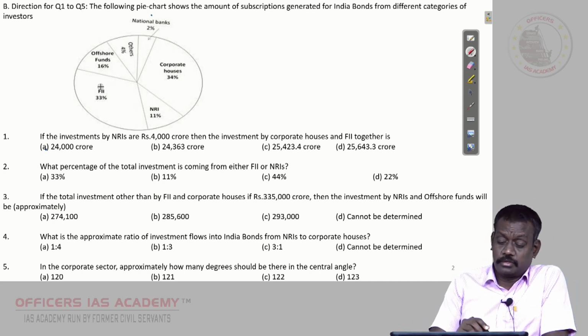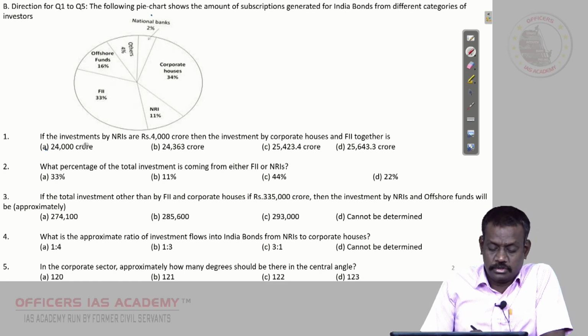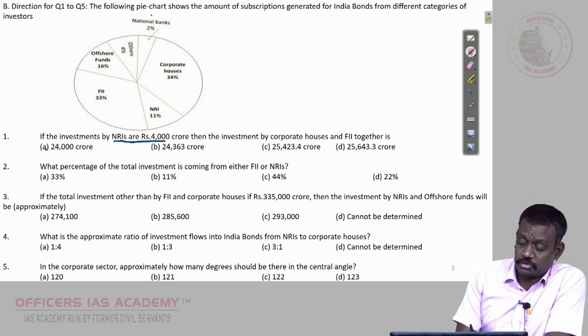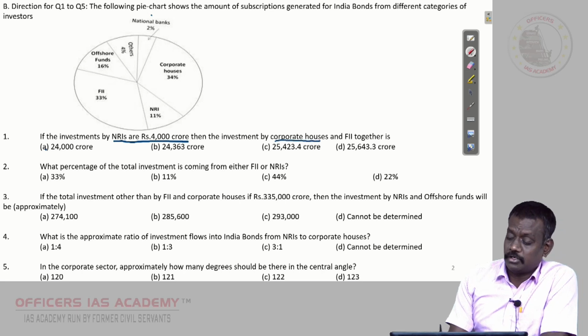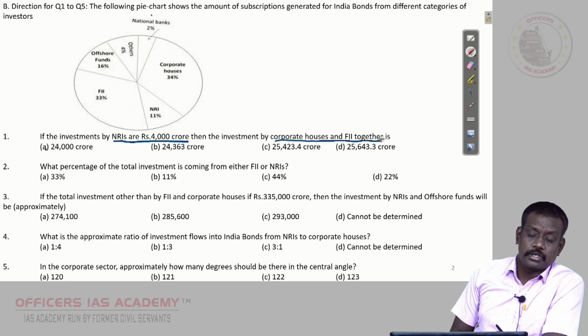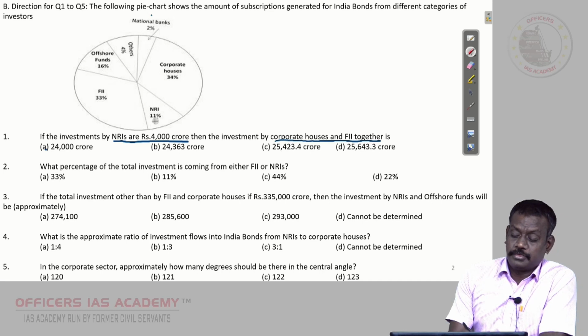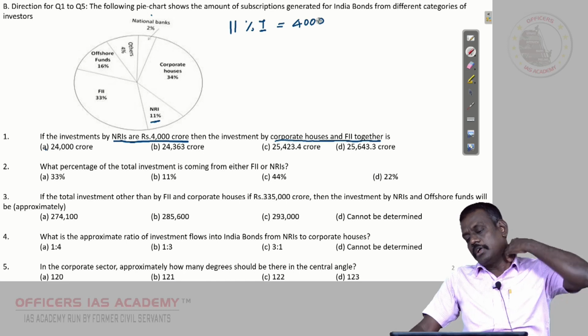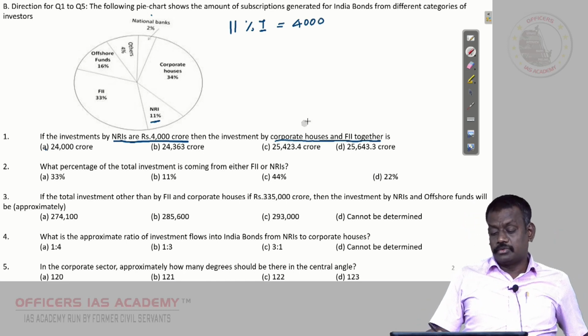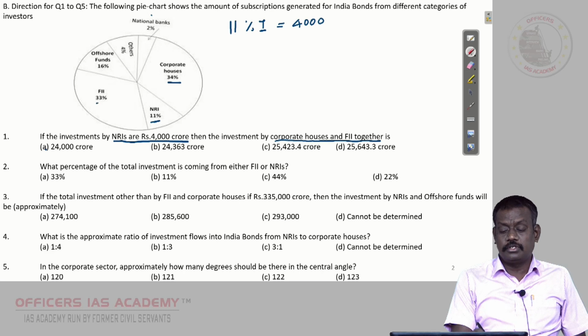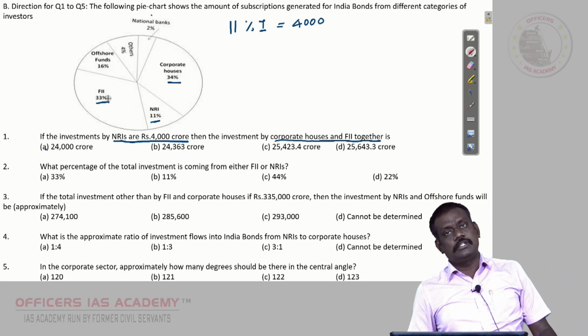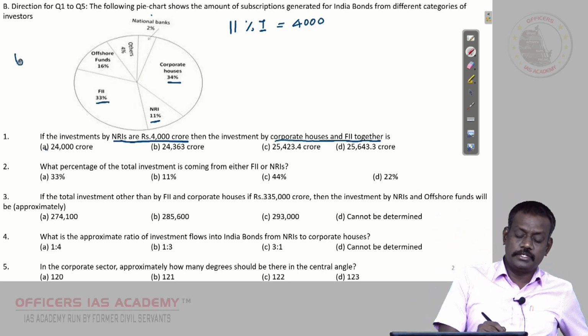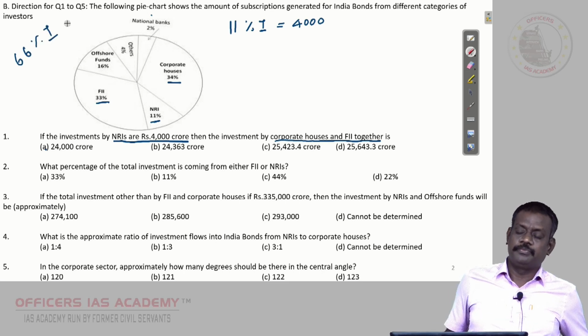So the sum of the values is 100, as we have got. And if the investment by NRIs is 4,000 crore, then find the investment by corporate houses and FII together. So what is the investment by NRI? 11%. See, 11% of the investment is equal to 4,000 crore. And you are asked to find the investment by corporate houses and FII. Corporate houses is 34, FII is 33, so it is 67%. So you have to find 67% of the investment.